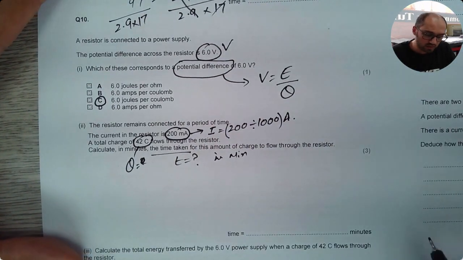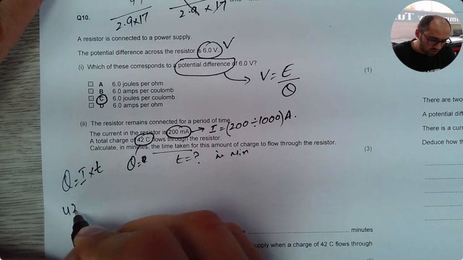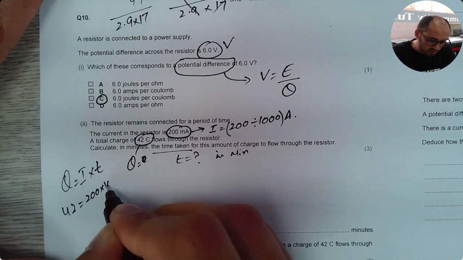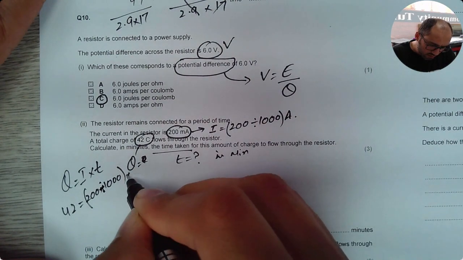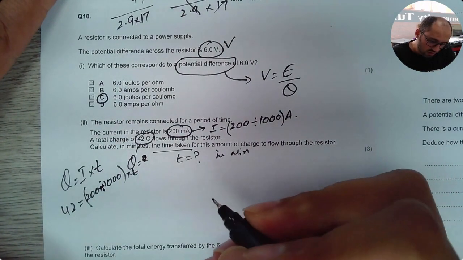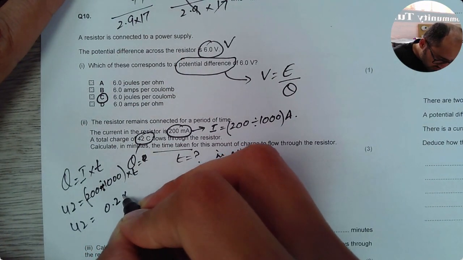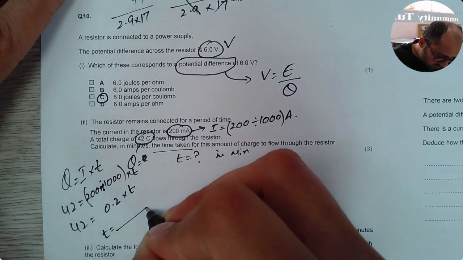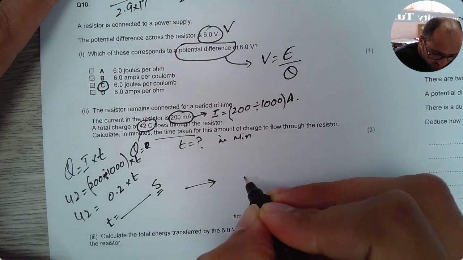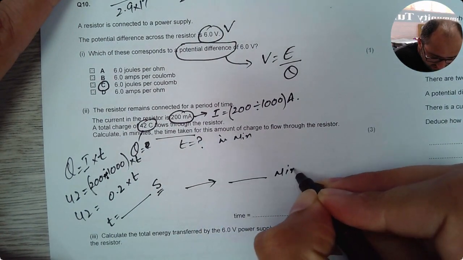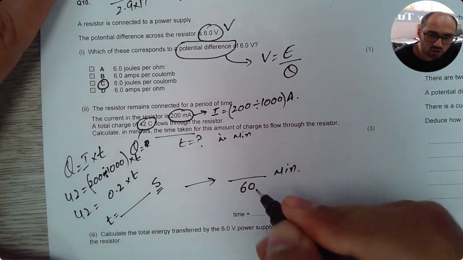Again, I'll write down the equation, which is Q equals I times T. Plug in the numbers. This is 42. This is 200 divided by 1000 times T. So we can say it will become 42 equals 0.2 times T, and from here you can work out the value of T. Remember, this will be in seconds. You will then have to convert this value into minutes. So whatever the value is here, you will divide that by 60 to work out the answer.